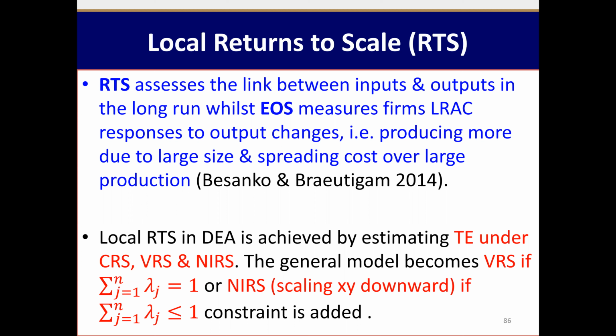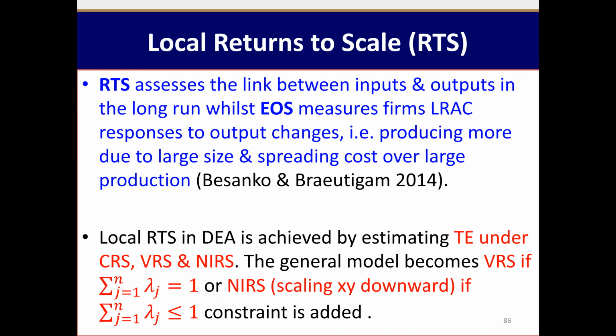When we talk about the local returns to scale in the DEA literature, there is a way you achieve it. You are still using the industry, and when I say industry, I'm talking about the constant returns to scale, the variable returns to scale, and the non-increasing returns to scale. Of course, we also have the non-decreasing returns to scale, but we don't need that one. All we need is these three to be able to determine the local returns to scale of a firm. So not the industry, but for a particular firm, what is the location of that firm in the technology set?